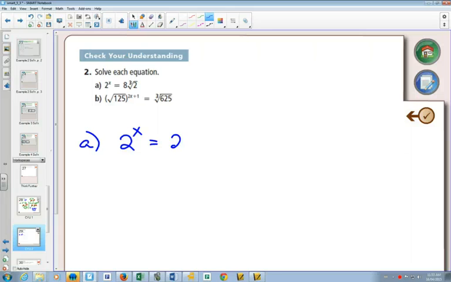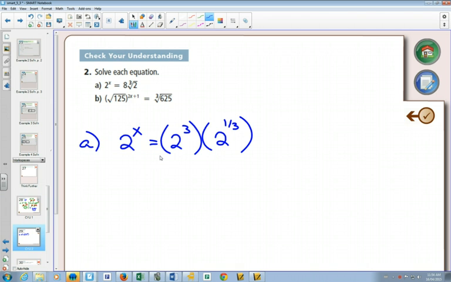8 is 2 cubed. And cube root of 2 is 2 to the power of what? 1/3. So this is how we're going to start. We're going to start by getting things into the power of 2. What we want is 1 power of 2 on the left side of our equation, and 1 power of 2 on our right side of the equation. So we have to go to our power laws.